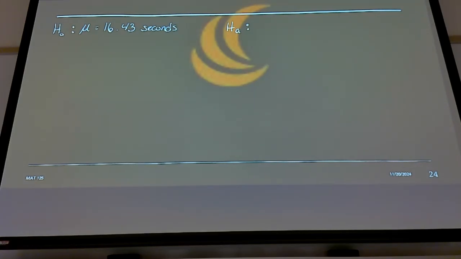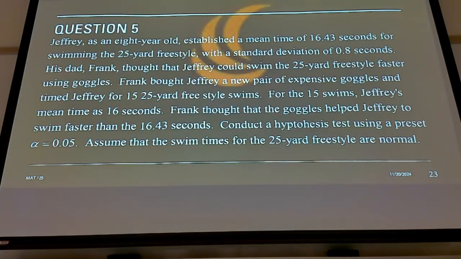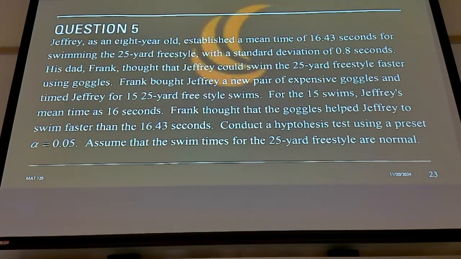What is the alternative? Greater than 16.43? It's actually less than, because faster means you swim it in less time. The more time it takes, the slower you go.